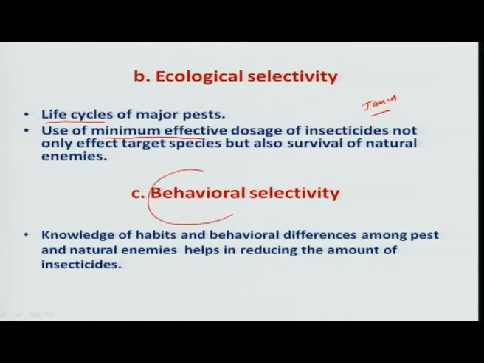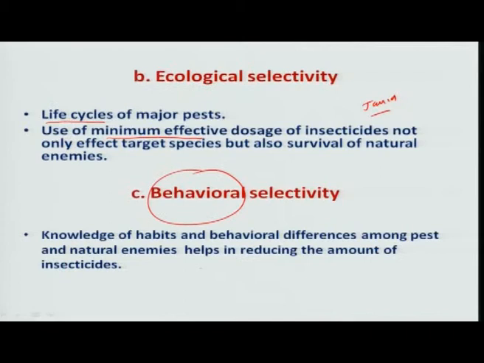Another important insecticidal selectivity is behavioral selectivity. It is based on studying the insect behavior, because each species has its own behavior, and from insect to insect there is variation. Again, within the insect, a larva has a different behavior, an adult has a different behavior. Once we have the knowledge of this behavior, it can be very well used to our advantage.